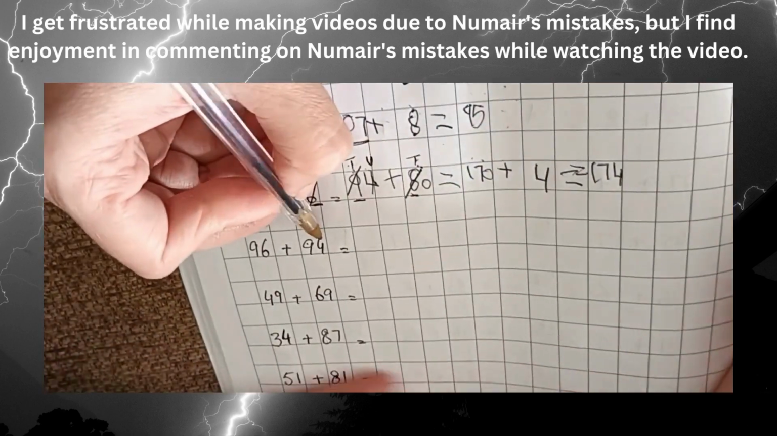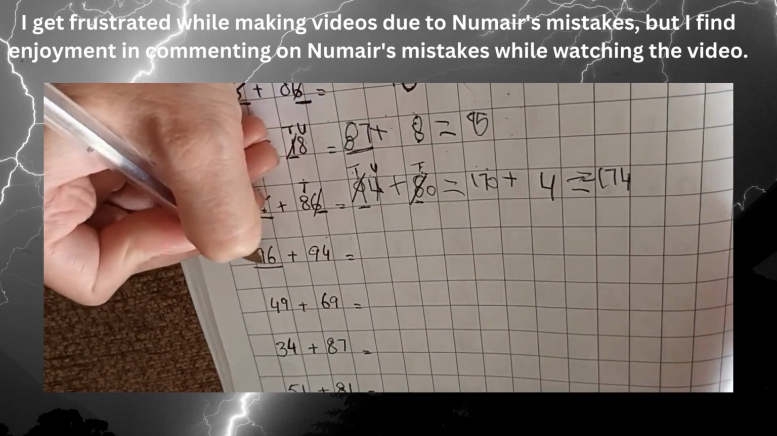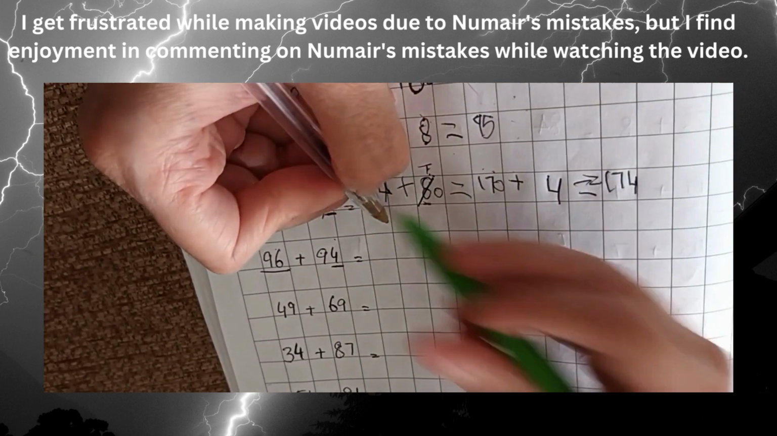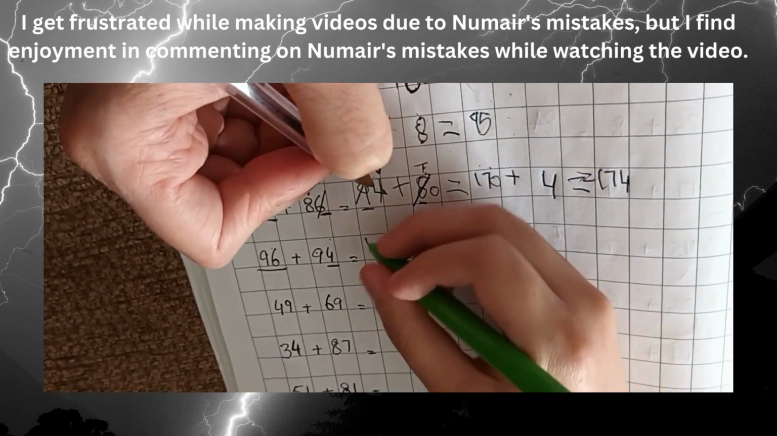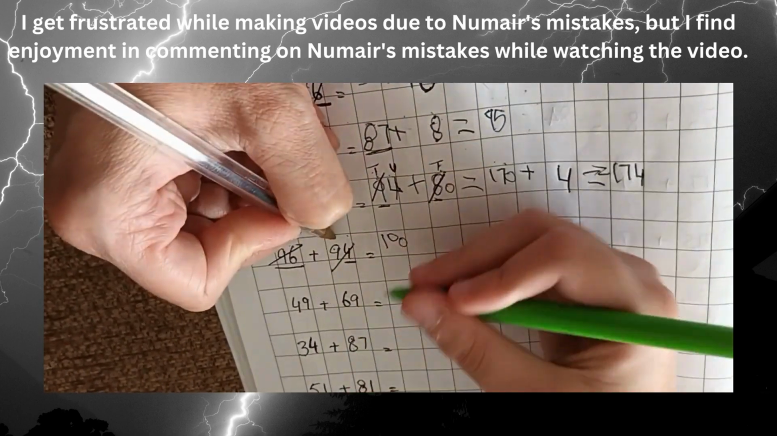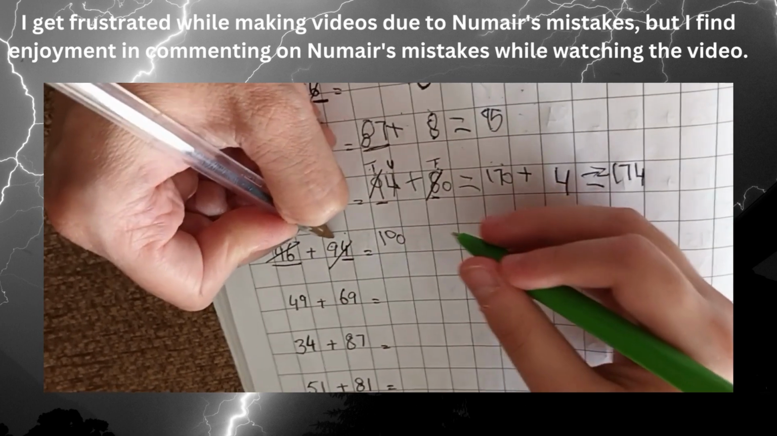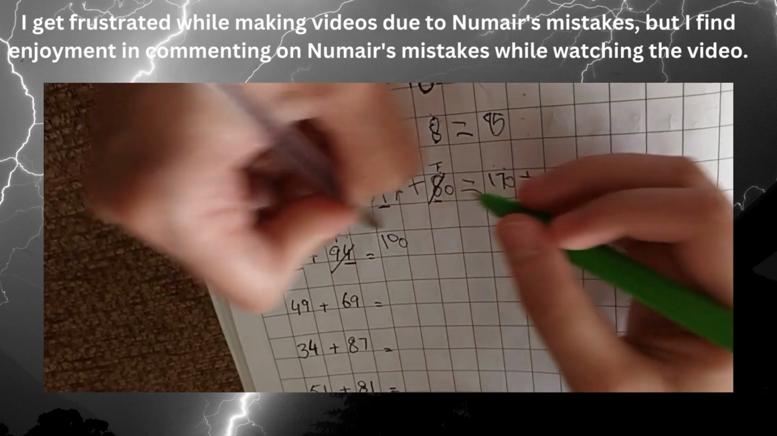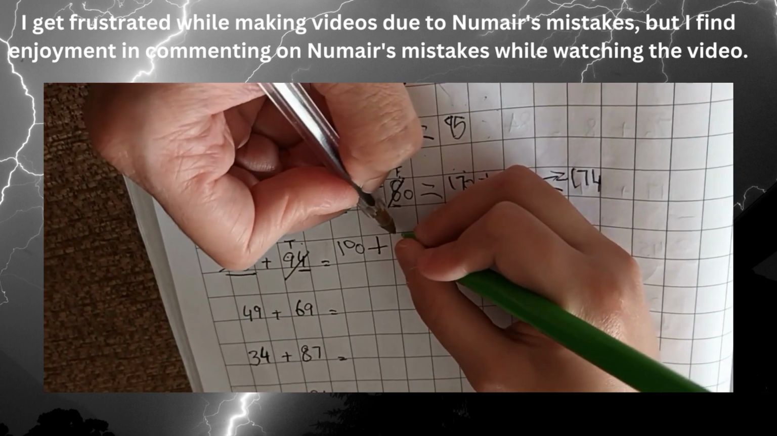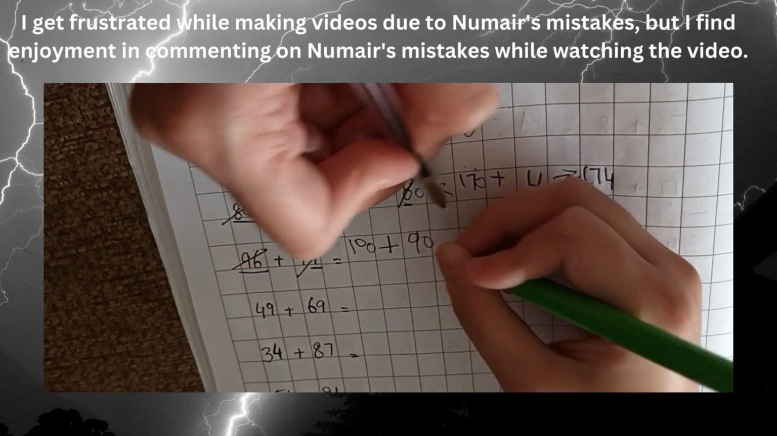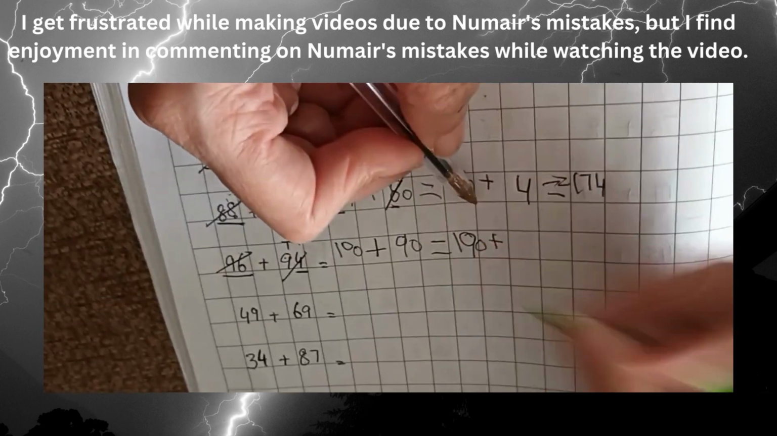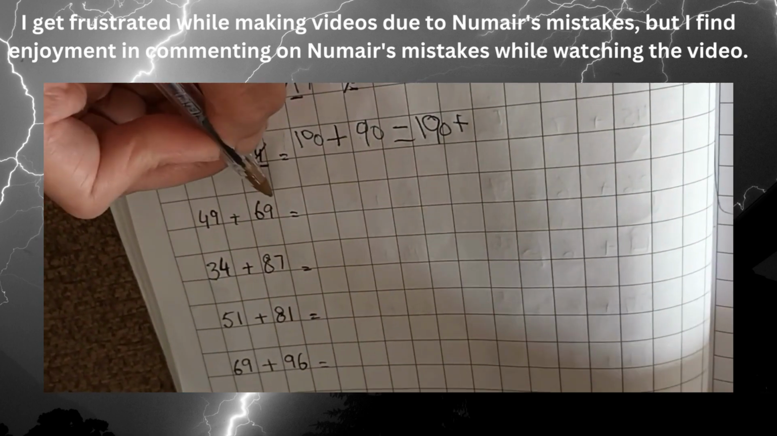Okay, 96 add 94. So no matter what, 96 add 4. So 96 add 4 makes 100. Write 100, please. Okay, so we will cancel that one. And what is the place value of this 9? Tens. So 9 times 10 makes 90. Just write 90 first. And now write the total. 190. Good boy.